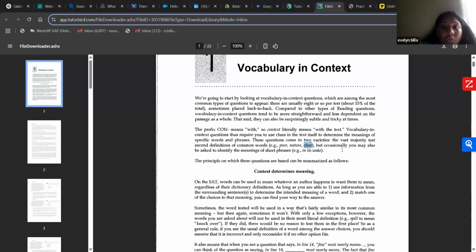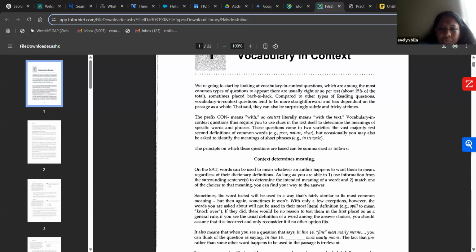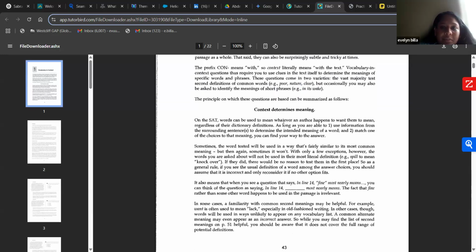Good. So the questions in vocabulary will come in two varieties. One, the majority, tests the second definition of common words. But occasionally you may also be asked to identify the meaning of short passages. Like the passage may start with "in its wake." We can look at a few examples. Okay, let's move on.